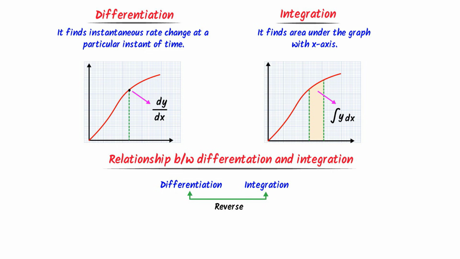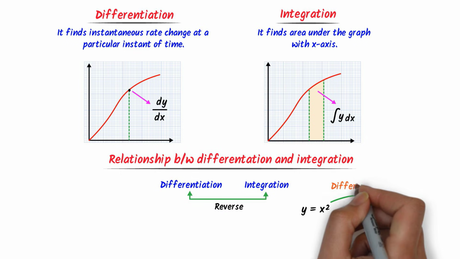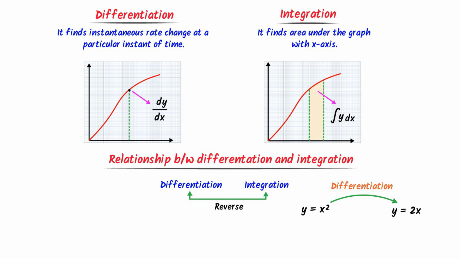Integration is known as antiderivative. Or one can say that the reverse process of differentiation is known as integration. For example, consider a function y is equal to x squared. Its derivative is 2x. Now, if I find the integration of 2x, I will get x squared. Therefore, we say that integration is the reverse process of differentiation. Hence, note down these important questions.